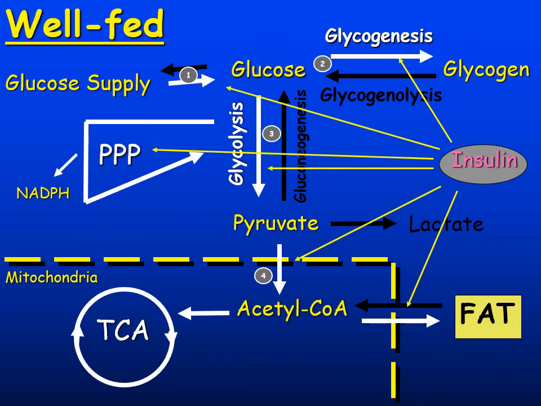And so with that overview, you can see how when you're well fed, you increase glucose uptake into tissues, you activate glucose storage via glycogenesis, and you also allow glucose to flux through glycolysis into pyruvate, convert it into acetyl-CoA, where it can subsequently be used for energy in the TCA cycle or stored as fat.